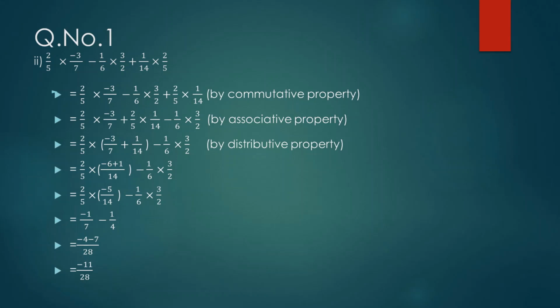Now we can multiply both. Here 2/5 × (-5/14) is -1/7. The same way, 1/6 × 3/2 is equal to 1/4. So now last we have to solve -1/7 - 1/4. Here we are getting (-4 - 7)/28, where 28 is the LCM, so we cross multiply the numerators. The sum of -7 and -4 is -11. So the answer is -11/28.